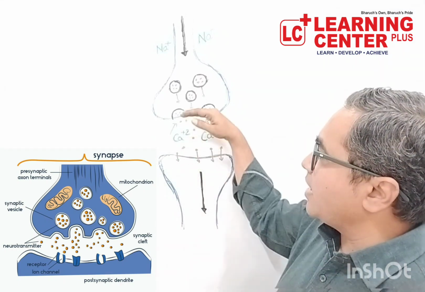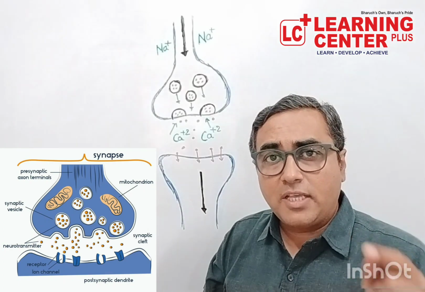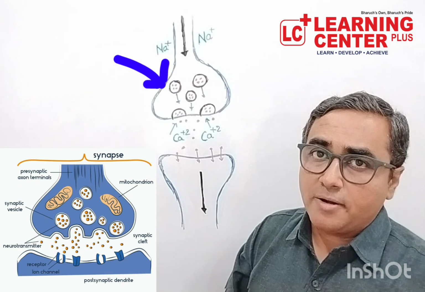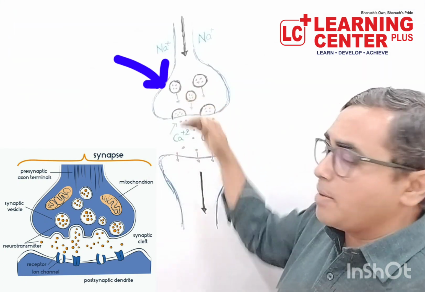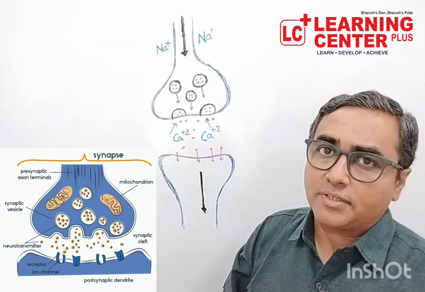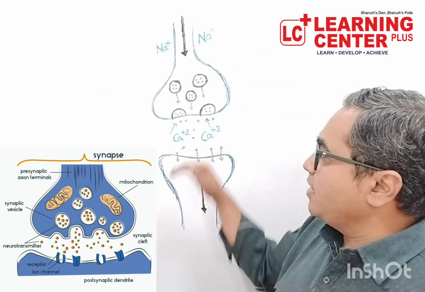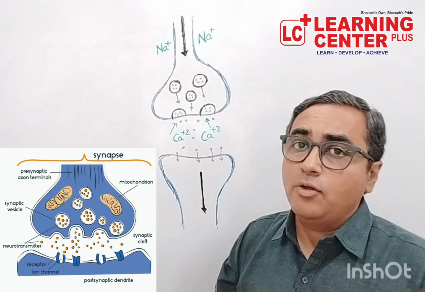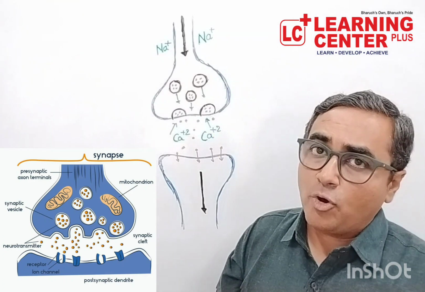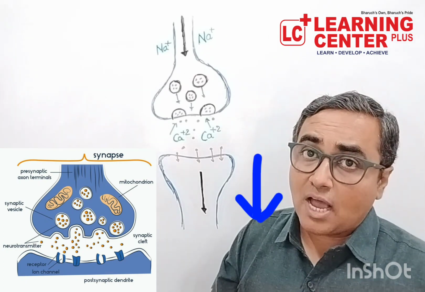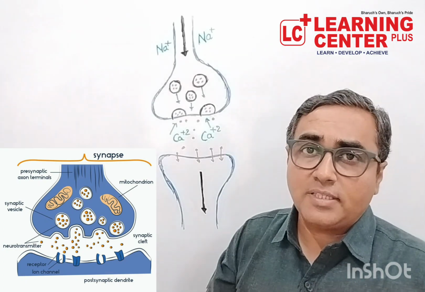Once the calcium ions are absorbed, they attract these vesicles, which are filled with the neurotransmitter, towards the membrane. Once the vesicle reaches the membrane, it bursts and releases the neurotransmitter in the synaptic cleft. It is this neurotransmitter that will bind with the postsynaptic membrane and create a new impulse there, which then will propagate in the next neuron in the simple normal way. This is how the impulse jumps the synaptic cleft.